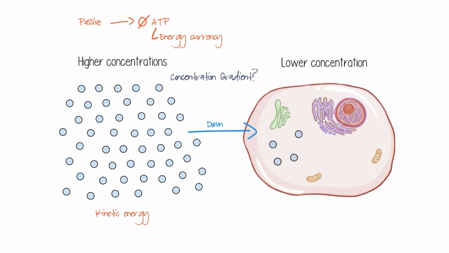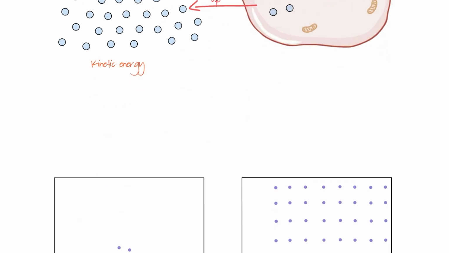This is a natural phenomenon that would occur if you were to rely just on the natural kinetic energy of a substance. On the other hand, when we say something is moving up or against a concentration gradient, then what we mean by that is that the substance is moving from a region of lower concentration to a region of higher concentration. A great example to understand what diffusion is, is a perfume in a closed room.